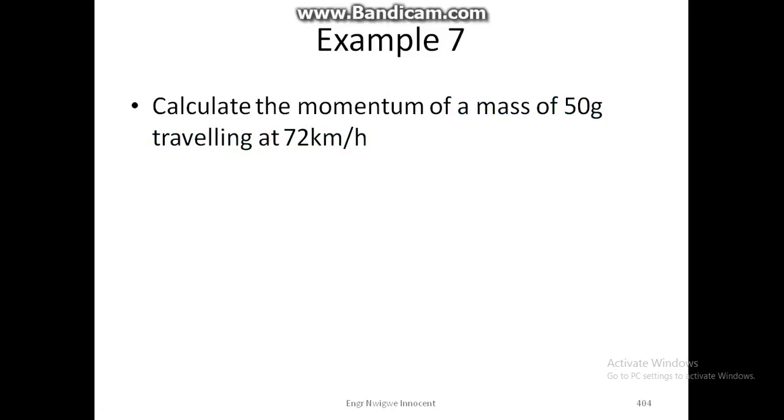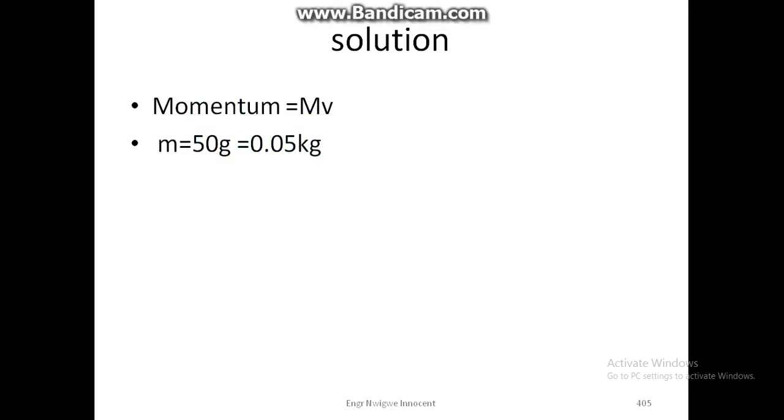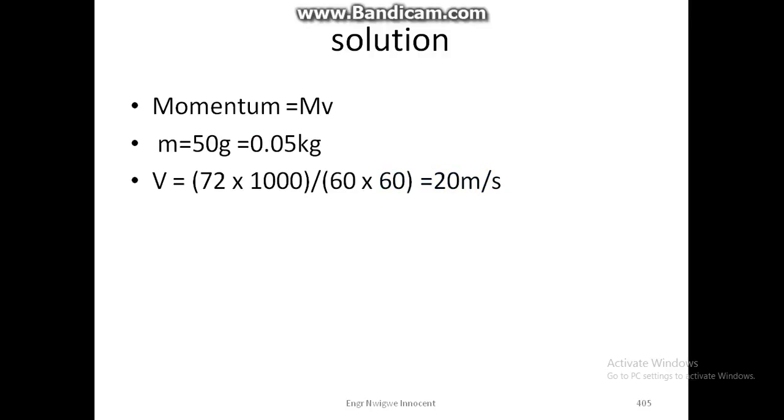Example 7. Calculate the momentum of a mass of 50 grams traveling at 72 km per hour. Solution. Momentum is equal to mv. Mass is equal to 50 grams. To convert it to kilogram, we have 0.05 kilogram. That is dividing 50 by 1000.